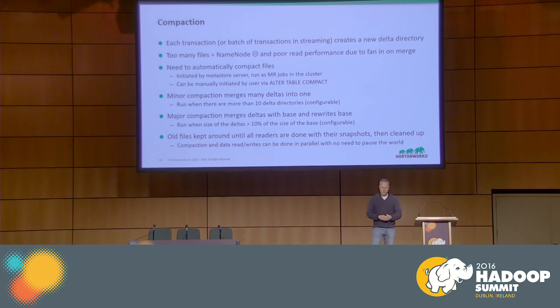By default, we run that every time there's 10 Delta directories. You can configure that up or down as it works for you. The other type of compaction is a major compaction. This is where we actually go rewrite the world. So you have a base file, you have a Delta file. As that Delta gets bigger and bigger, pretty soon more and more of the data in your base file is invalid, right? And at some point, it just becomes not reasonable to continue using that base file. So we have a major compaction where we actually go rewrite the base file.